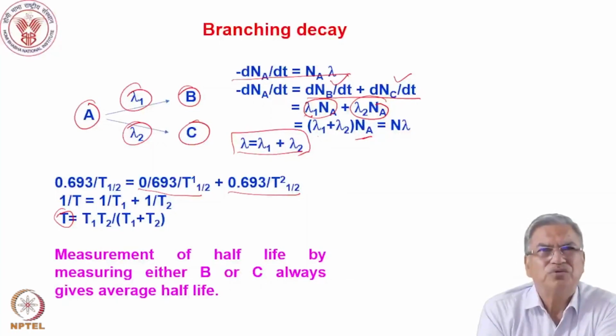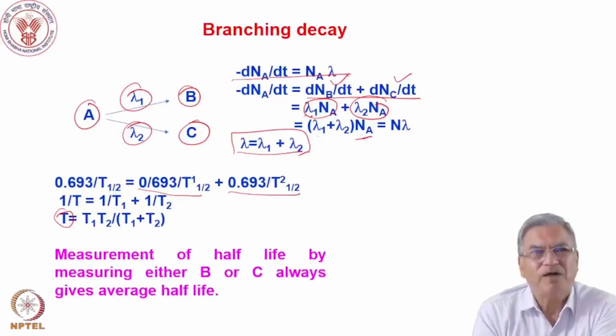So this is the relationship between the partial half-lives for the two branches and the parent half-life. But when you measure the activity of either B or C, the half-life that you will get is that of the parent, because if you measure the rate using one tap in a tank or another tank, the tank is getting empty anyway. It is decaying by both the taps. So the half-life that you will get while measuring either B or C will be the average half-life of the radioisotope.